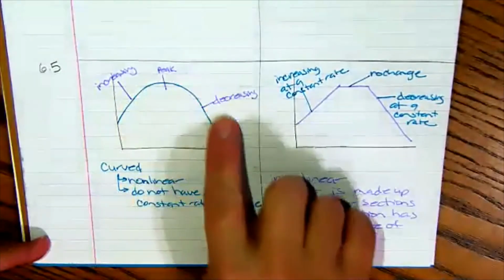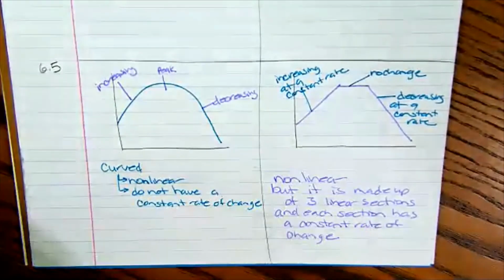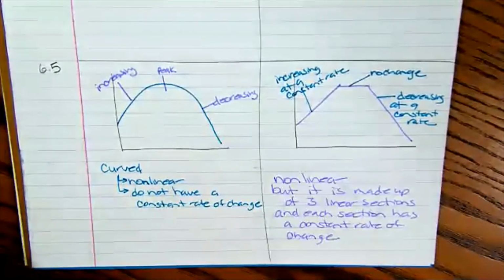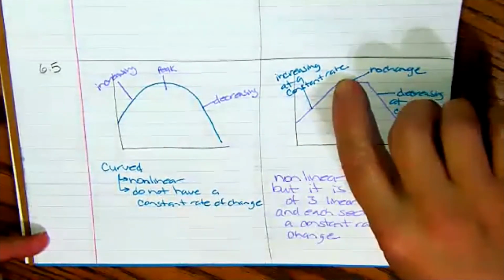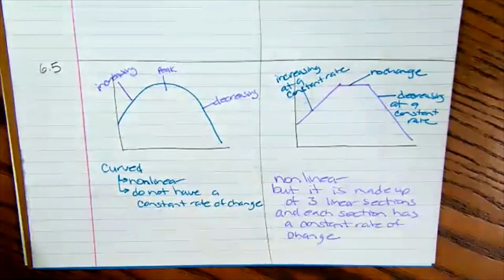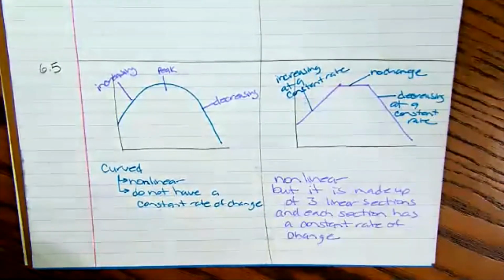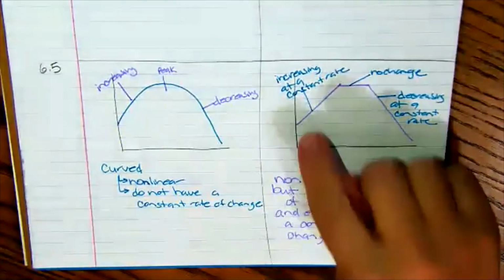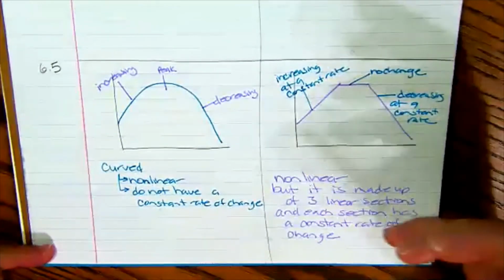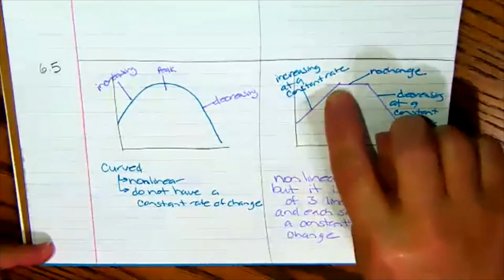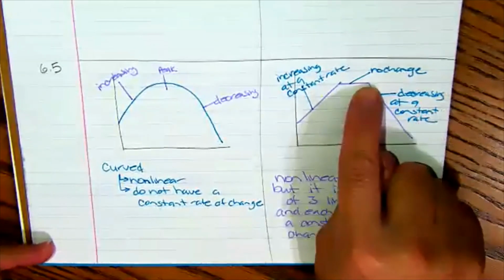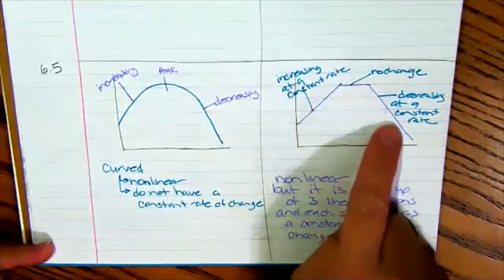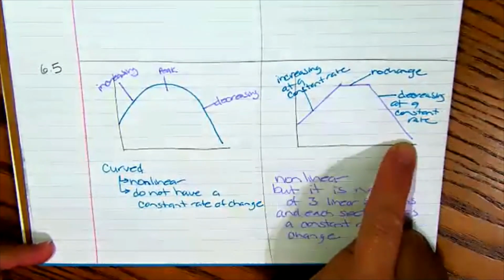So if it's curved, it's nonlinear and it does not have a constant rate. If it's straight, it has a constant rate, and that section is linear. So you may see in your book that the speed increases at a constant rate. So the speed of a car increases at a constant rate, then drives the same speed for a while, then decreases at a constant rate.